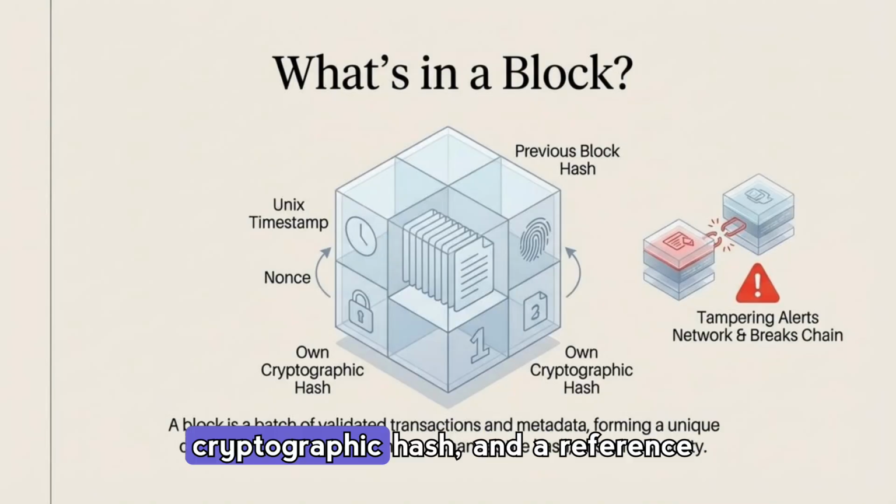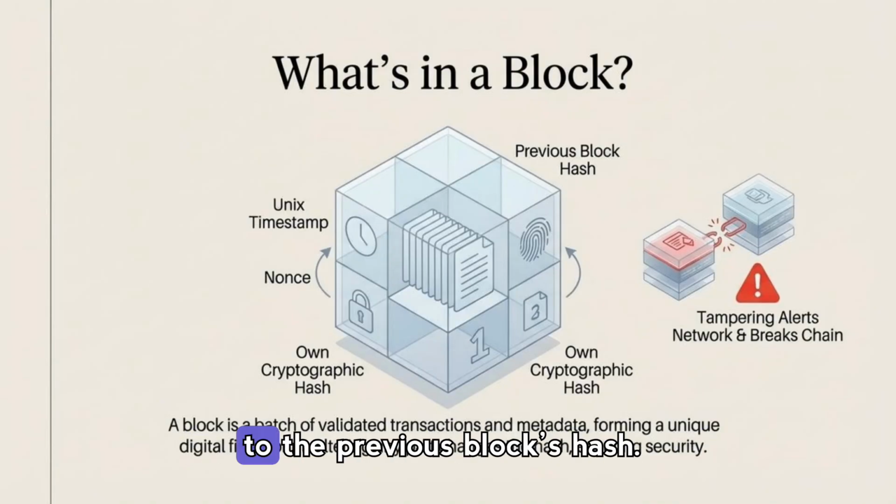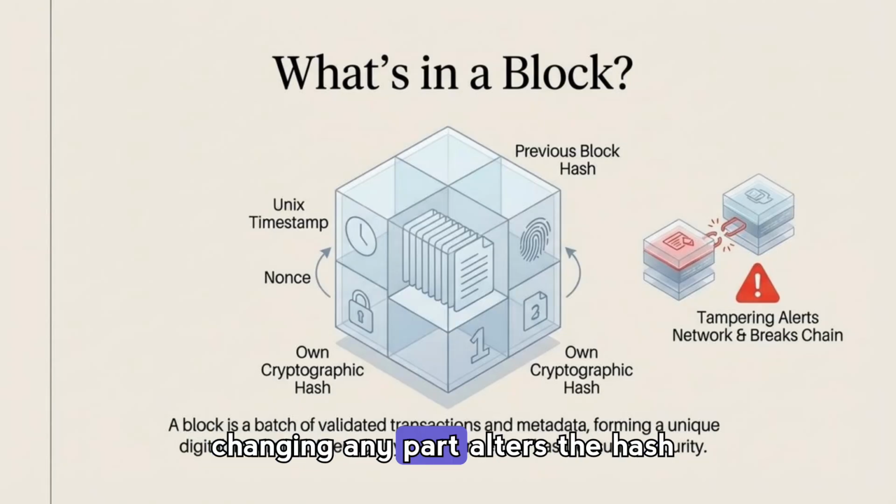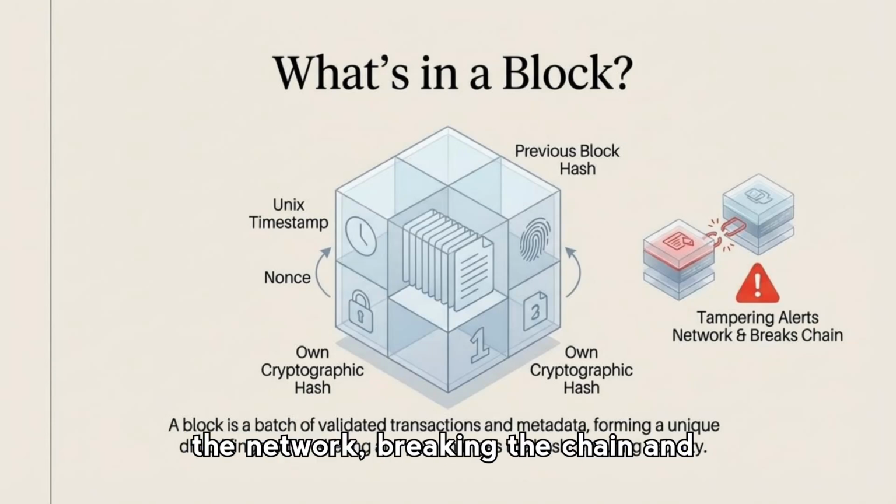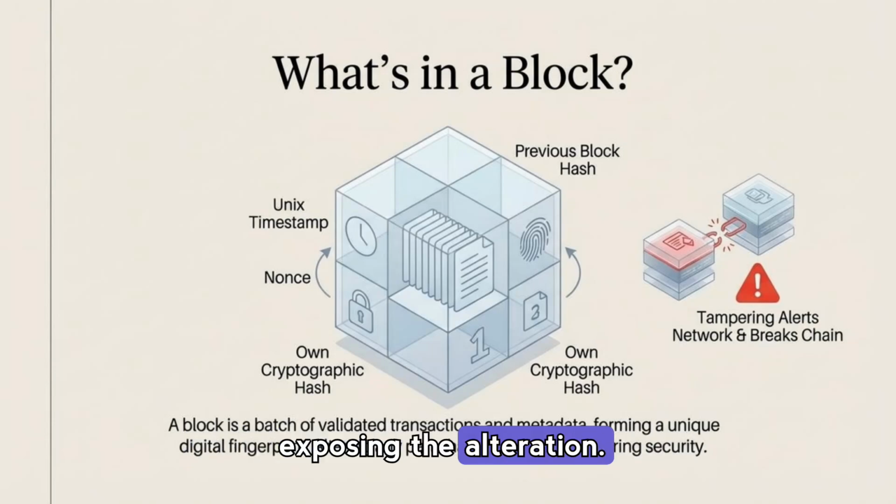A block is essentially a package of validated transactions plus metadata, a timestamp, a randomly chosen nonce, the block's own cryptographic hash, and a reference to the previous block's hash. Together, those elements form a unique digital fingerprint, so changing any part alters the hash and triggers tampering alerts across the network, breaking the chain and exposing the alteration.